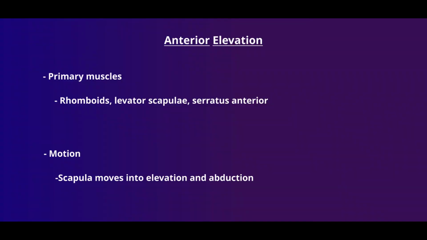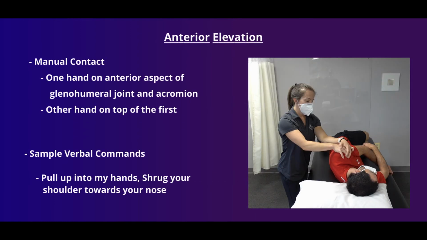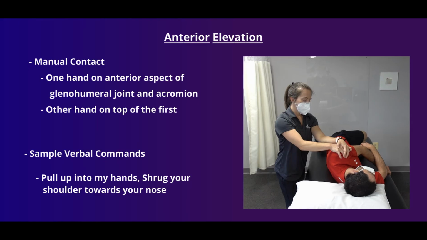The primary muscles involved for anterior elevation include the rhomboids, levator scapula, and serratus anterior. For anterior elevation, the scapula will be moving towards the nose into an elevated and abducted position. To provide manual cues, one hand is placed over the anterior aspect of the glenohumeral joint and acromion, and the other hand rests on top of the first. The clinician should be aligned along the direction of movement. Verbal command should help guide the scapula anteriorly and superiorly.